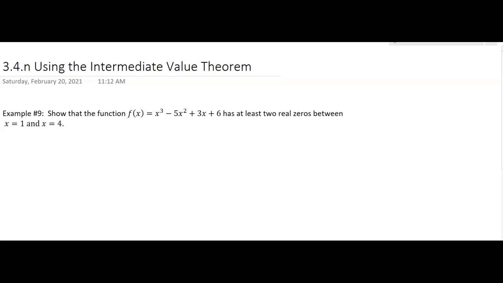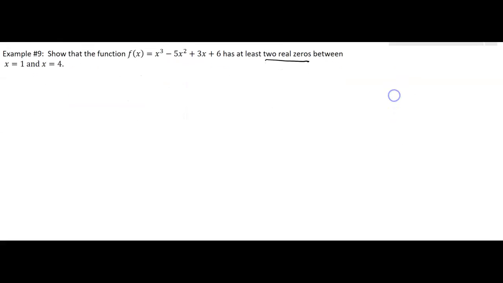Okay, so now we're going to use the intermediate value theorem. It says show that the function has at least 2 real zeros between 1 and 4. Okay, so let me scroll this up. What we're going to do with this is we're going to look at integers. Now, our zeros don't have to be integers, any real number, but we're going to use the integers kind of as stopping points to check, to see what's going on in between, okay?